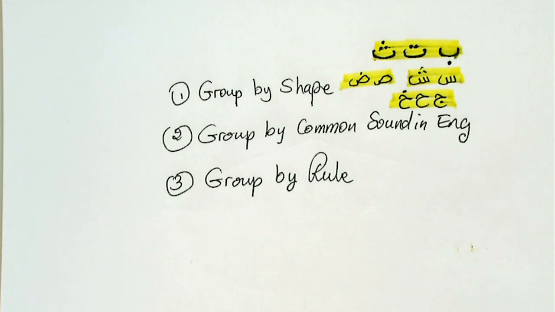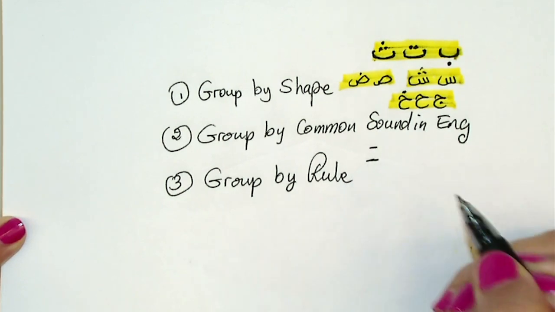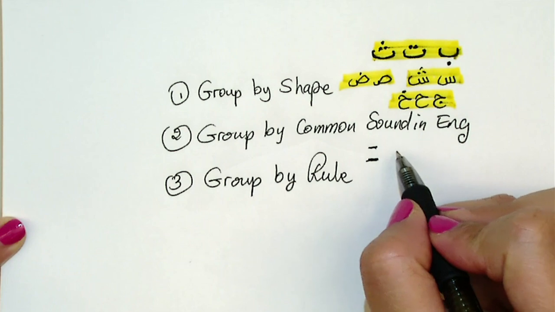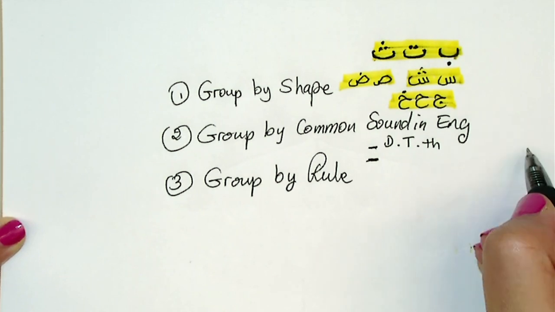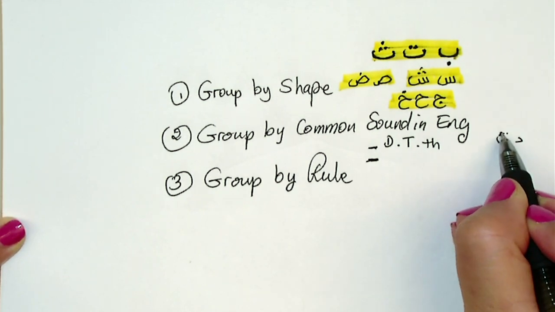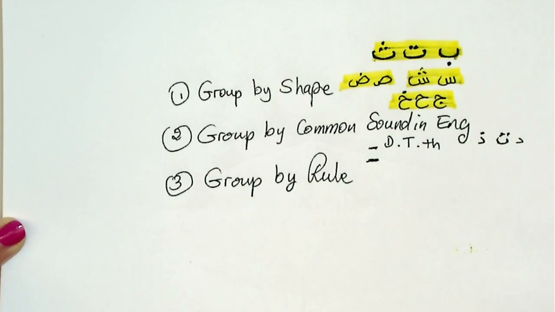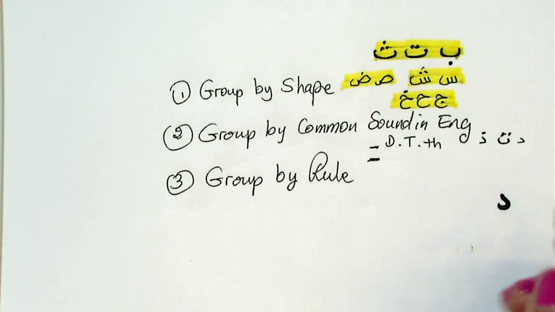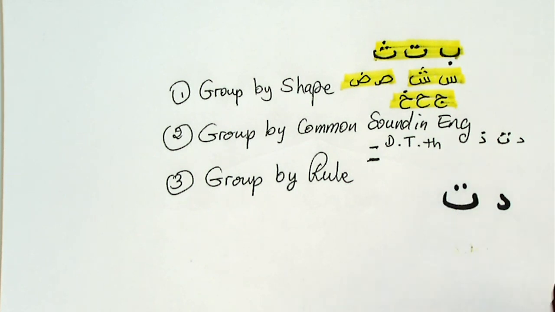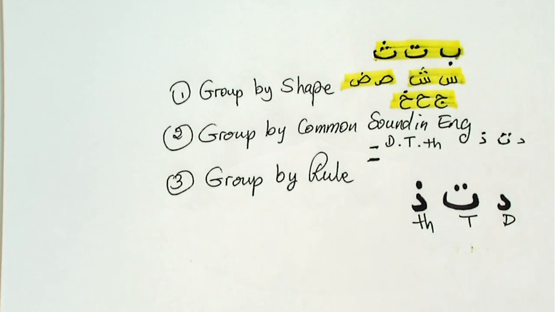When you group by common sounds in English, what you do is you have to remember that when you learn the Arabic alphabet, you have sounds like D, T, and the. So we have dal, ta, dal, ta, and dal. Let me write them a bit bigger here. So we have dal, dal, ta, and the. These sounds, we have them in English. We have D, T, and TH, the.